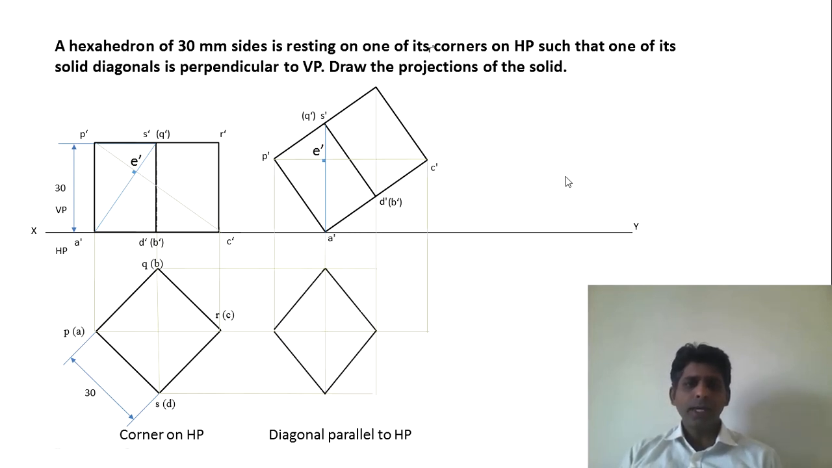Then we have to now obtain the top view. To obtain the top view, first we have to take all the vertical projectors and the horizontal projectors.